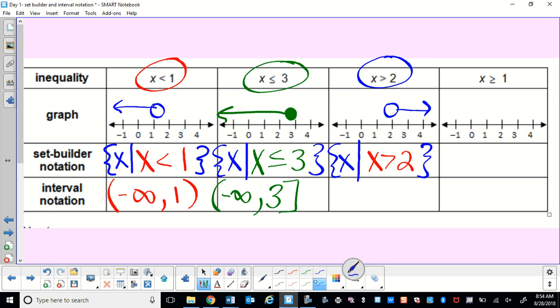All right, my interval notation, I'm going to read my graph. From left to right, where does my graph start? 2. 2, perfect, and it's going towards positive infinity, right, Bryce? Bryce, the 2 has a parentheses or a bracket? Parentheses because it's an open circle. And my infinity has a parentheses because I can't hold infinity.